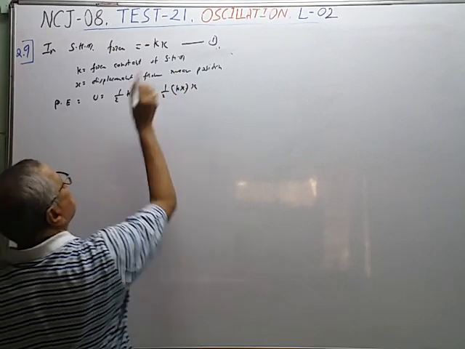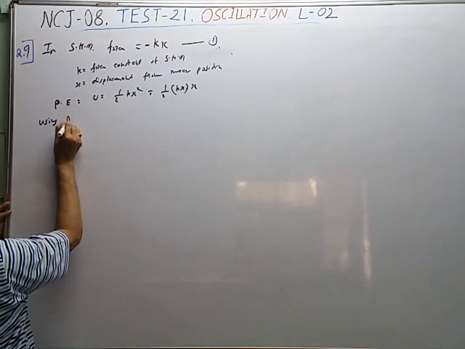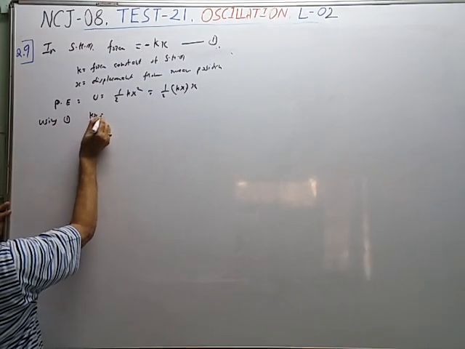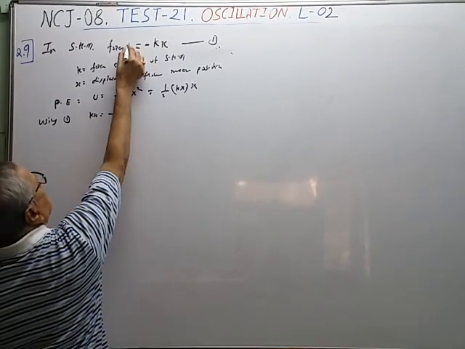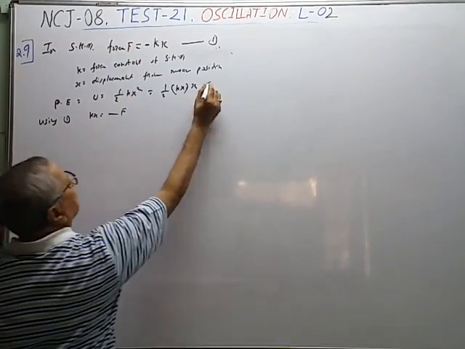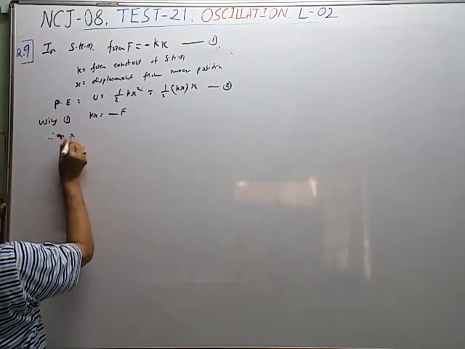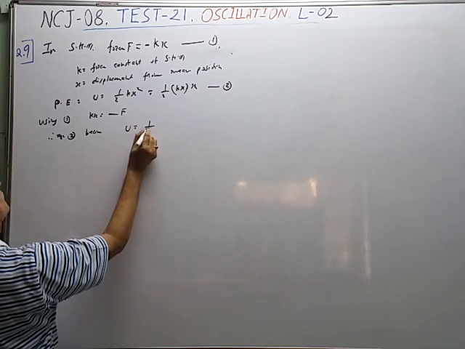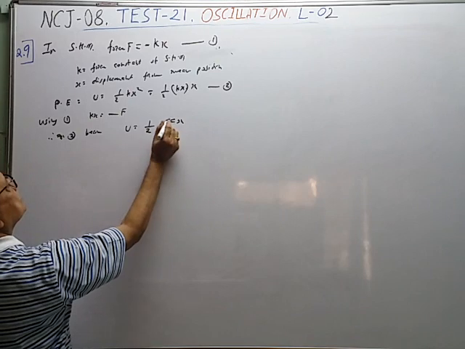So this kx is replaced by using equation 1. Kx is equal to minus F, where F is the force. Therefore, this is equation 2. Equation 2 becomes U is equal to minus Fx.